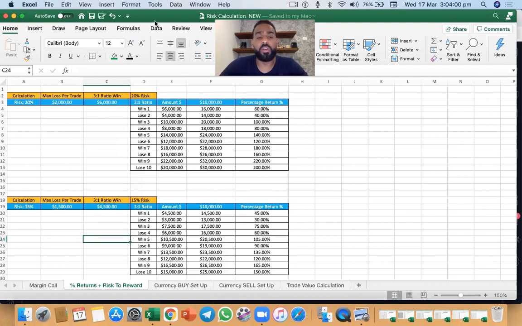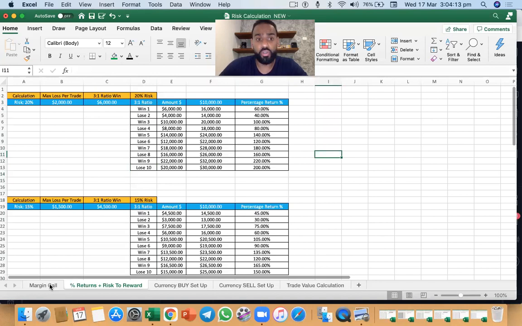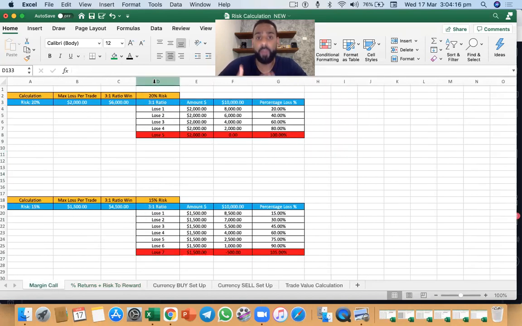Inside this spreadsheet, let's say for an example you have a $10,000 account. I'm going to go through some examples of what happens when you're risking high amounts of your account on a single trade, and how many trades it takes until you lose your account balance. So hypothetically speaking, you have a $10,000 account and you're risking 20% of your account per trade. If you lose a position, you're losing $2,000 of your $10,000 account.